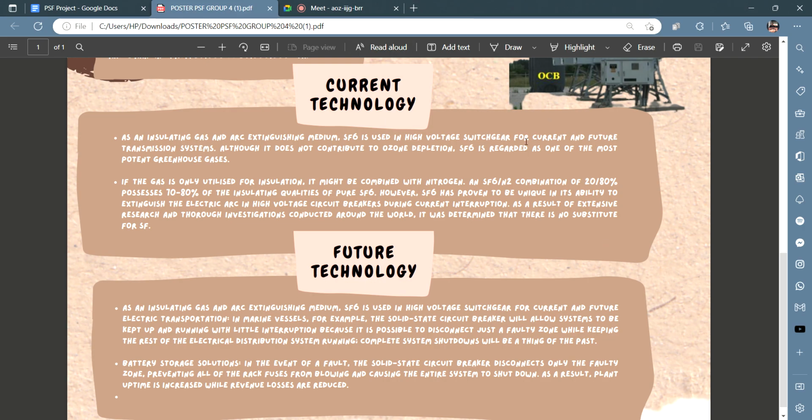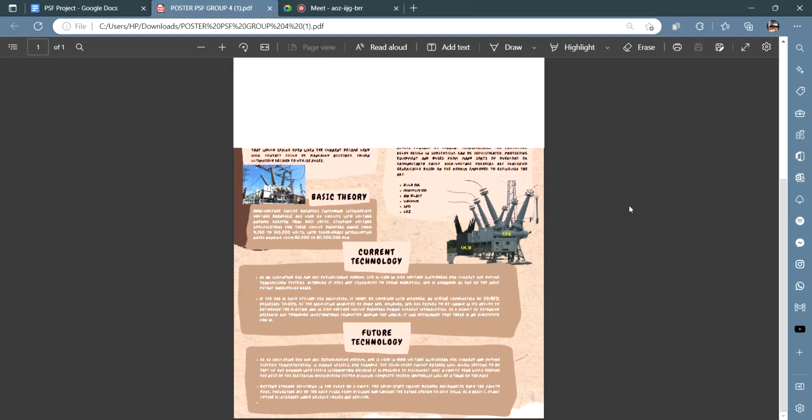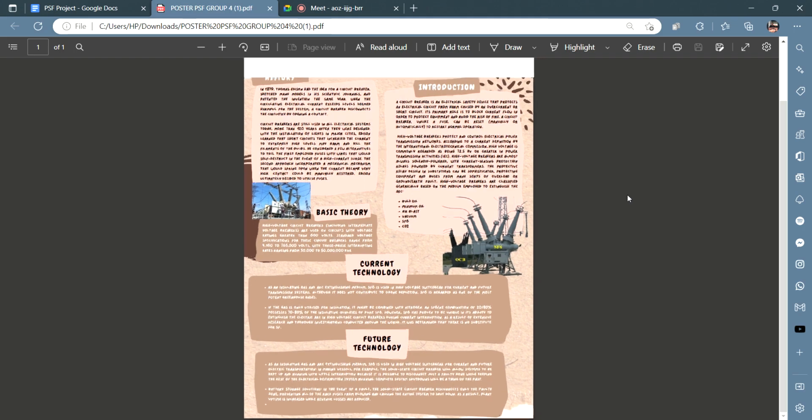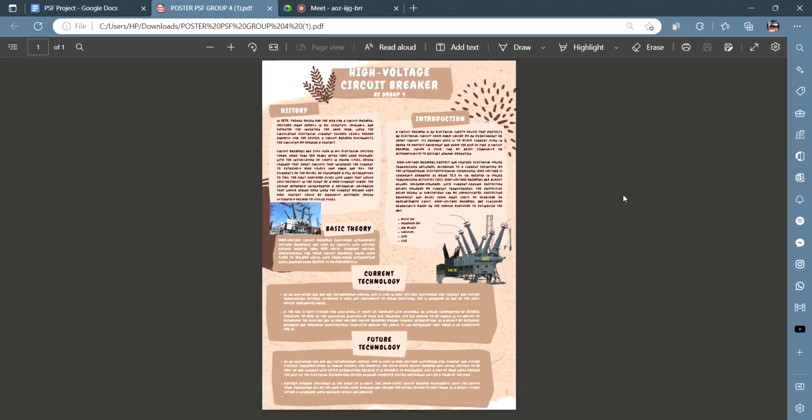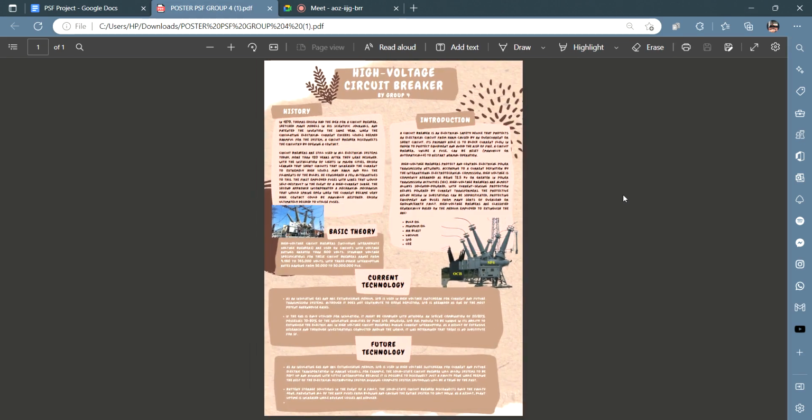Okay, to the conclusion. Based on the project, we managed to know that high voltage circuit breakers are crucial components of power grids, and the functionality of the power system is severely impacted when a high voltage circuit breaker fails. The crucial component of a circuit breaker is its operating mechanism, and the primary factor affecting circuit breaker dependability is a mechanical operating system problem.